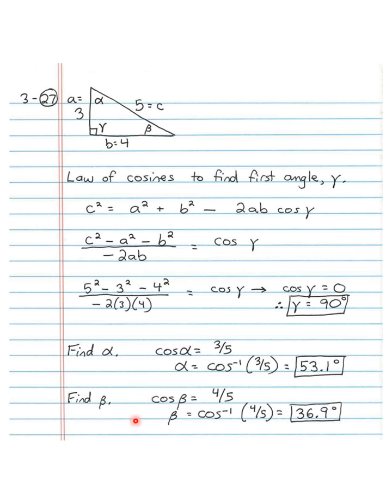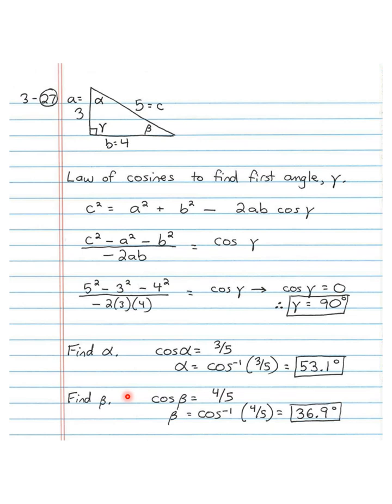To find beta, we recognize that its adjacent side is 4, its opposite side is 3, the hypotenuse is 5, and we can use either sine, cosine, or tangent. I've chosen to use cosine. So cosine of beta is adjacent over hypotenuse, 4/5. So beta is arc cosine of 4/5 equals 36.9 degrees.